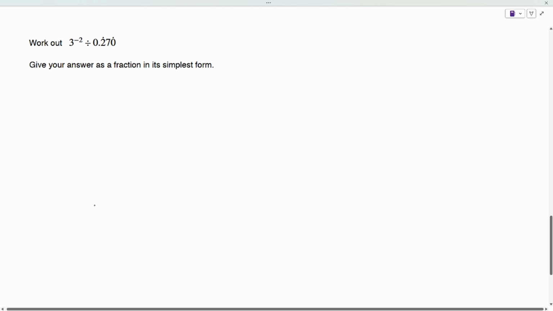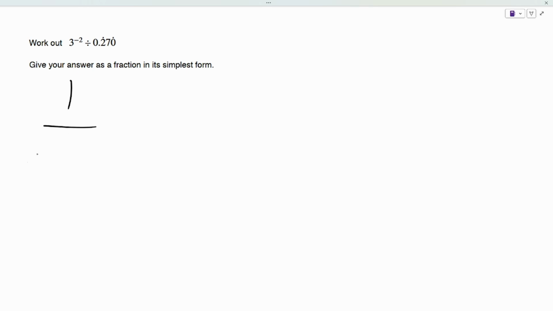Okay, next question. So this time we've got a bit of laws of indices. This is where these questions get a little bit harder because it's bringing in multiple topics. So we need to know the laws of indices. I know a negative index means that it is 1 over the power, 3 squared. So 1 over 3 squared is 1 over 9. Sorry, let me just make that a bit clearer. 3 to the power of minus 2 is 1 over 3 squared, which is 1 over 9. That is our first one.